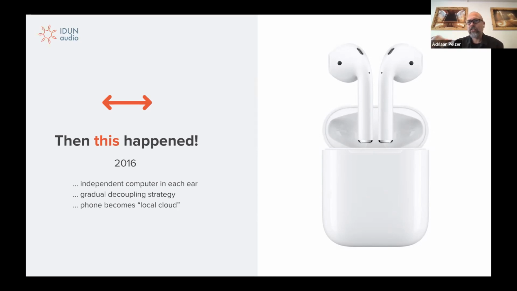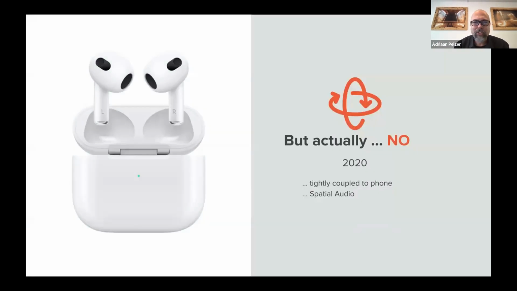I thought, okay, the next version is going to be slightly more decoupled, and over time, it's just going to become this entirely independent device that can use the phone in your pocket as a kind of local cloud for processing power, but most of the time it's an independent device. So I'm very often wrong, and this was one of the cases. It's not the direction it took, right?